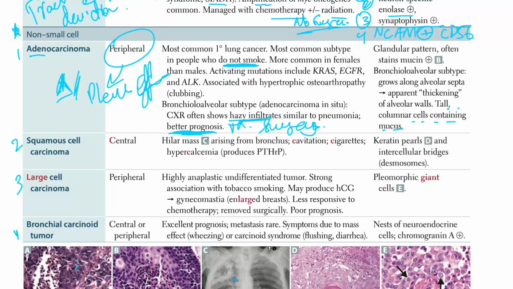Some other things, other than clubbing, which are associated with this are dermatomyositis or polymyositis, and migratory thrombophlebitis can also occur. So that's what we have for adenocarcinoma.